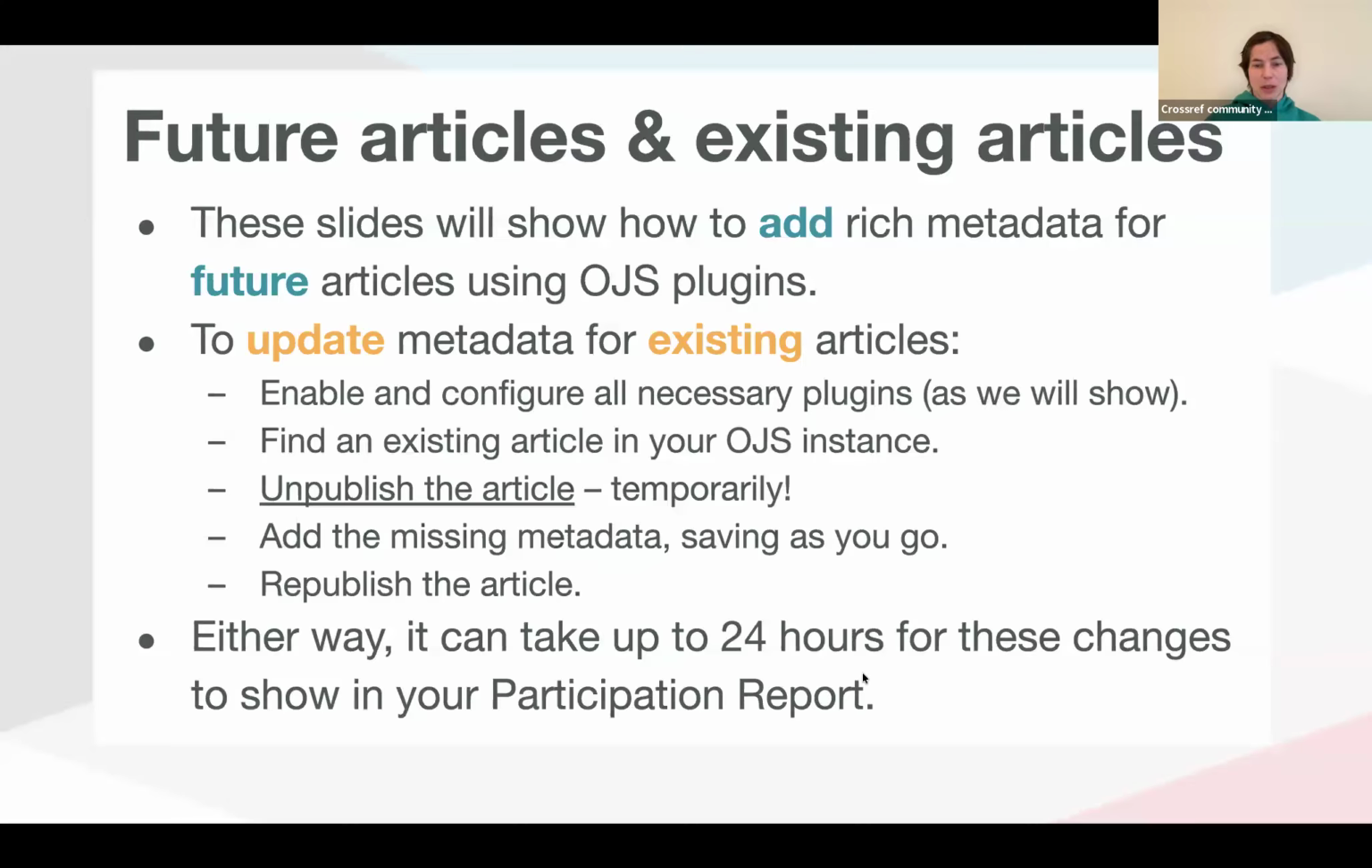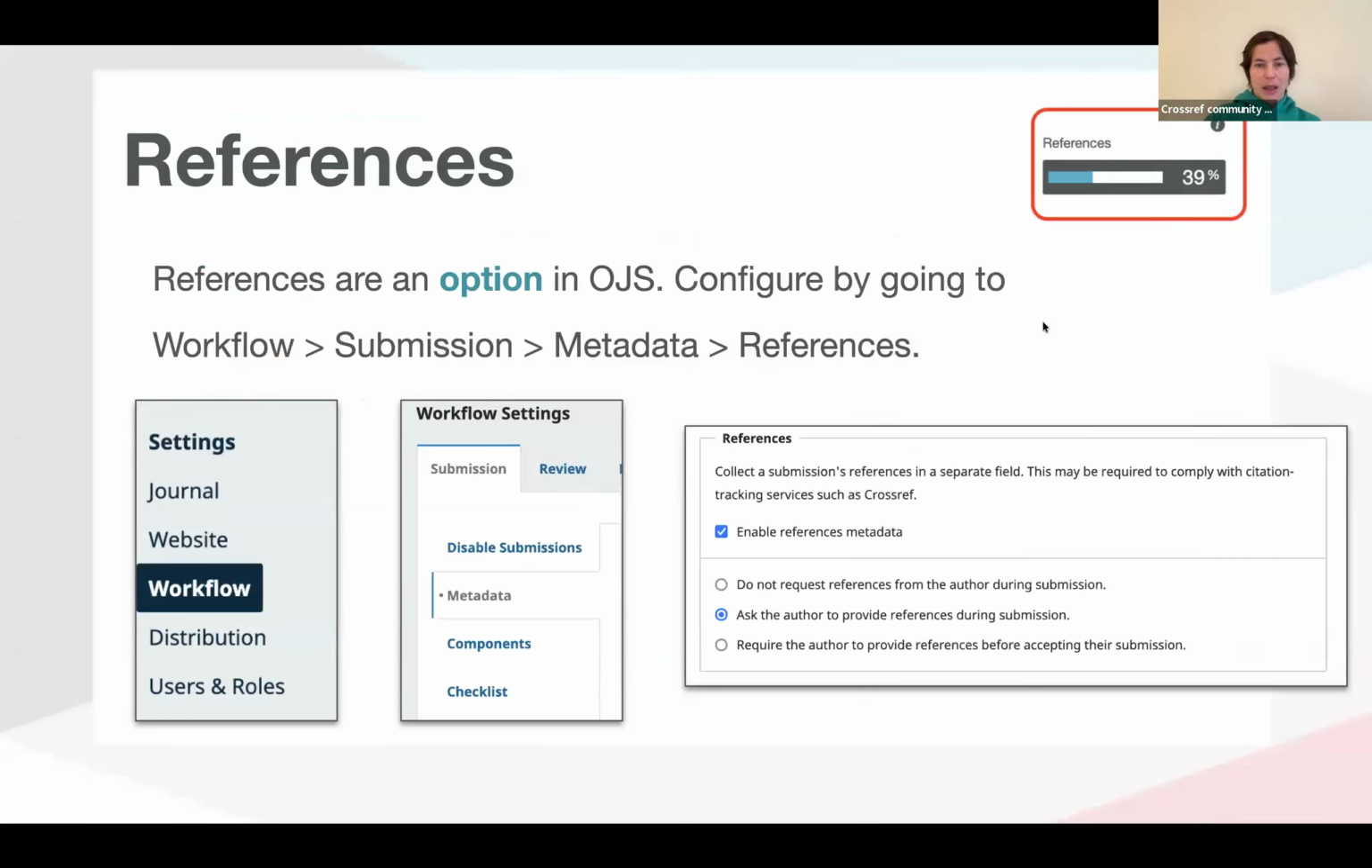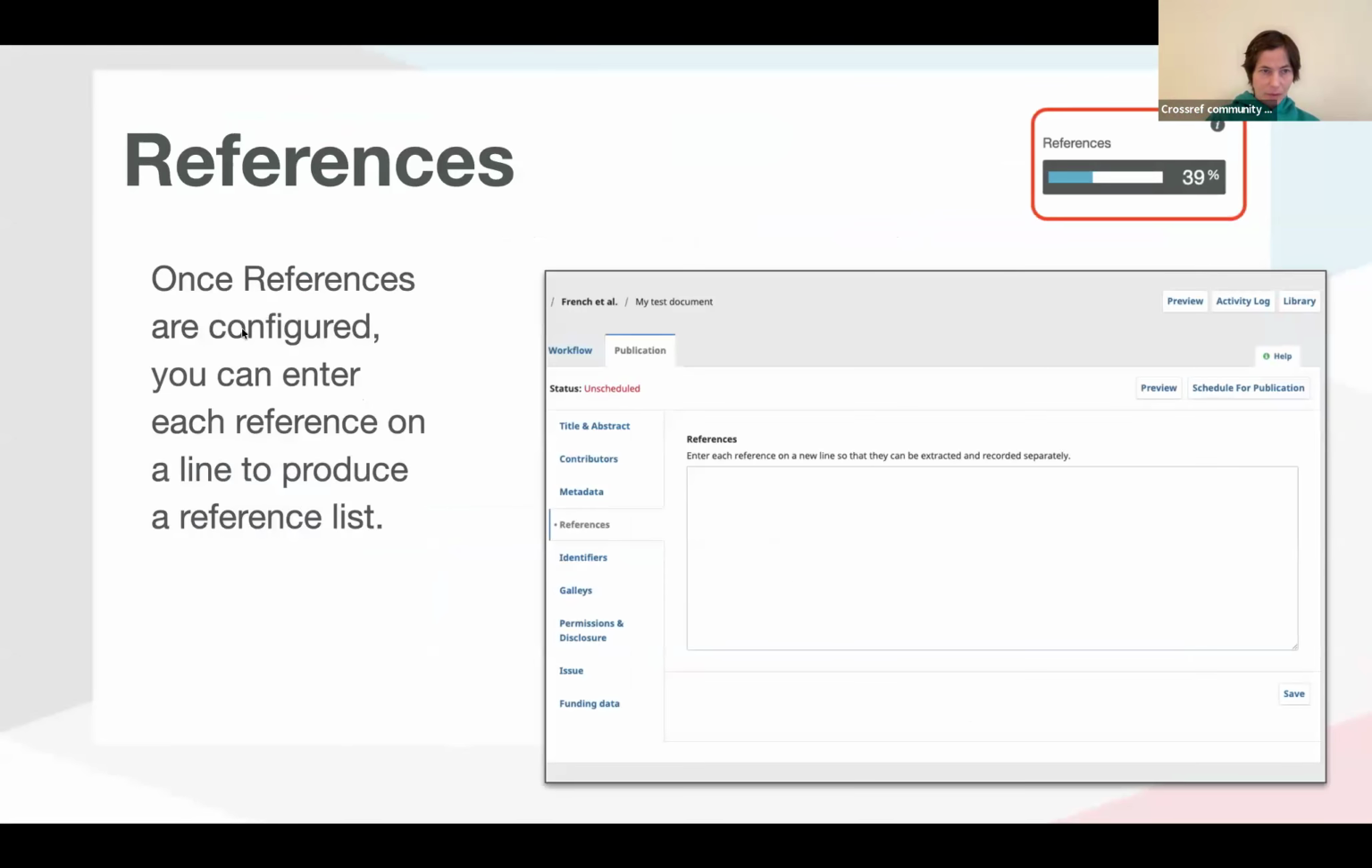This might take up to 24 hours to be reflected in your participation report, for the data to catch up in our records as well. So for example, if you want to put references metadata into your OJS published article, you'll find in your workflows the metadata and enable the references metadata plugin. Once configured, this is what it looks like. So we can provide a references list in your OJS for the article.